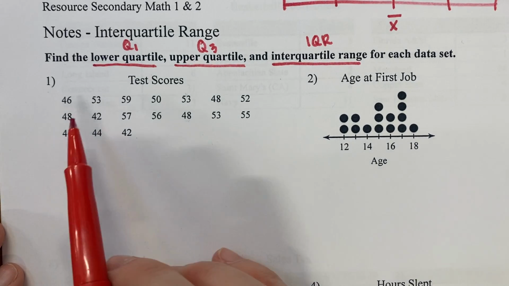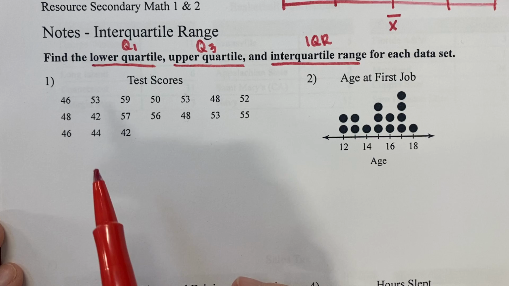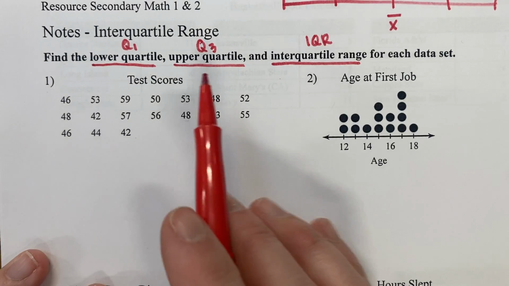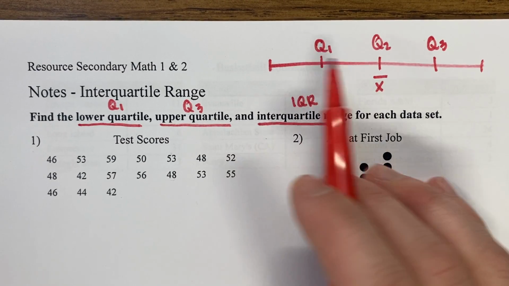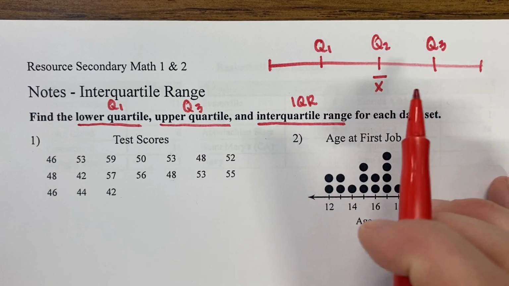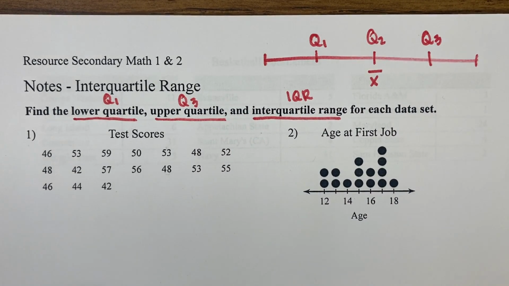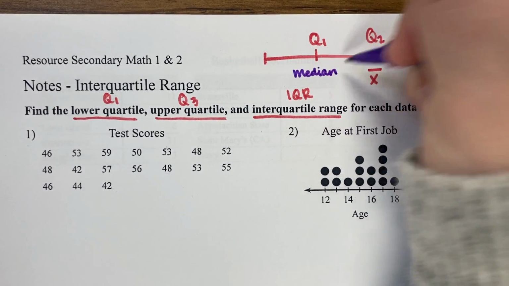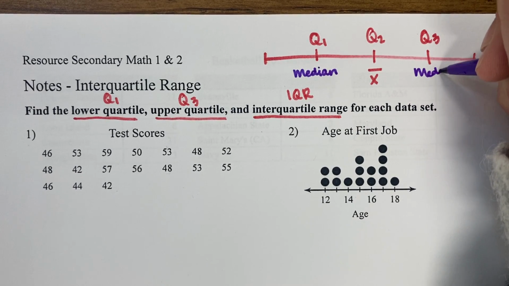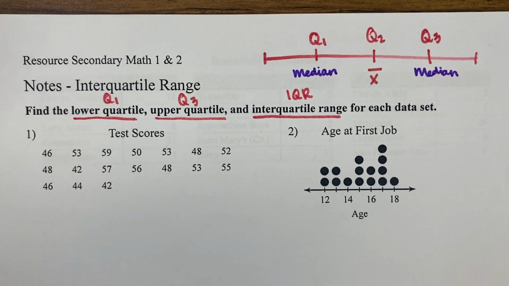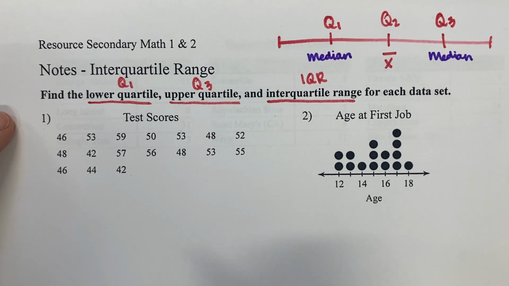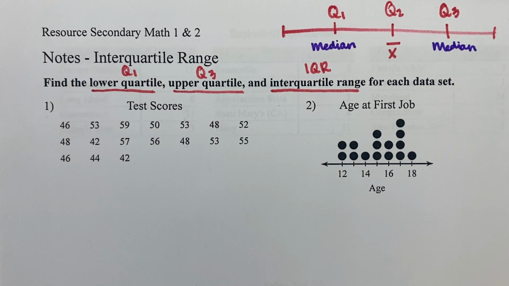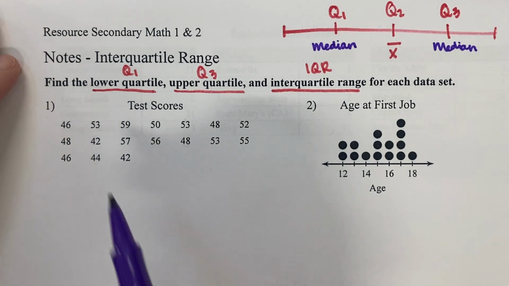So for number 1, we're looking at a whole bunch of test scores here. Our lower quartile and our upper quartile are actually the median of our first half of data points and the median of our second half of data points. So I want to write that on our paper. This is the median for our first half, and then the median for our second half. If you remember how to find median that we talked about last time, these have to be listed in numerical order, from least to greatest. So let's go ahead and list these from least to greatest.